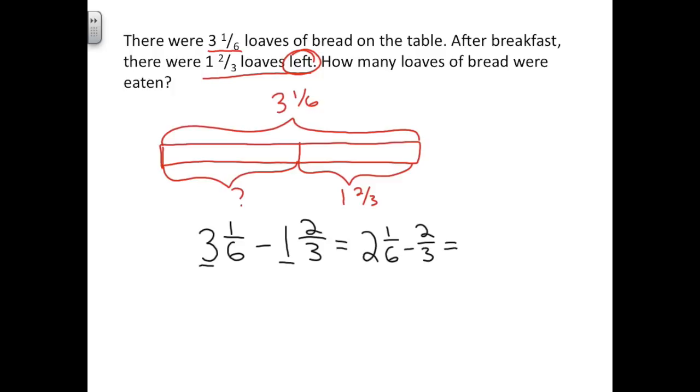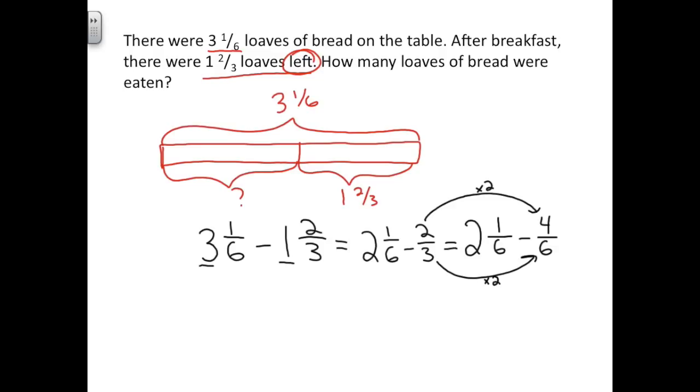Then I'm going to find a common denominator and rewrite it with a common denominator, which is 6. So my first fraction does not change, but my second fraction becomes 4/6 because I multiplied by 2 to get from 3 to 6. So I have to do the same thing to my numerator. Now I cannot subtract 4 from 1. So I'm going to need to rewrite this with borrowing 1 whole from my whole number.